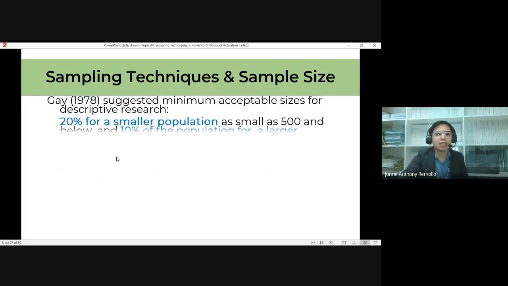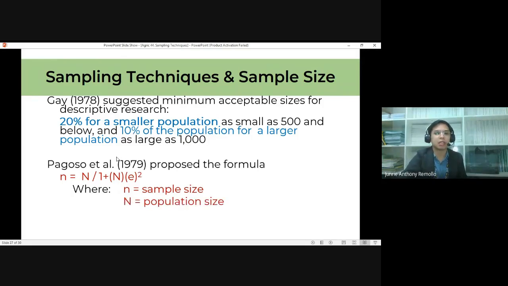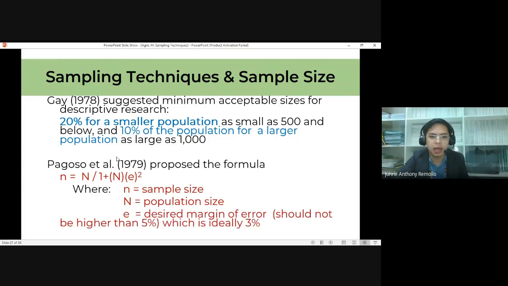Another one, Gay suggested minimum acceptable sizes for descriptive research. So, 20% for a smaller population, as small as 500 and below. Take note of this. And then, 10% of the population for a larger population, such as 1,000. And Pagoso et al. of 1979 proposed a formula: n equals N over 1 plus N times e squared, the product of the population N and the margin of error e. Here e is the desired margin of error, which should not be higher than 5%, ideally 3%.